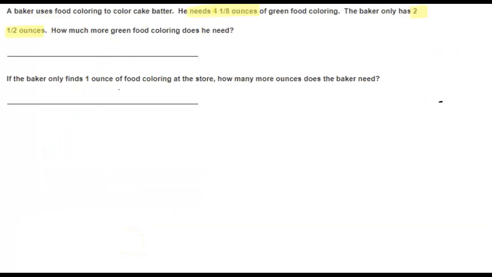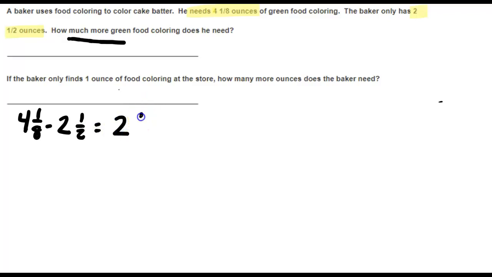Okay, number 10. A baker uses food coloring for cake batter. He needs 4 1/8, but he only has 2 1/2 ounces. So how much more does he need? So we have to subtract. So let's look at part A. So we have 4 1/8 minus 2 1/2.